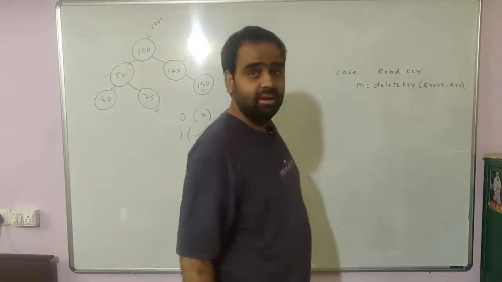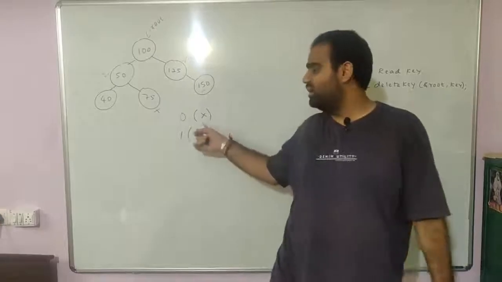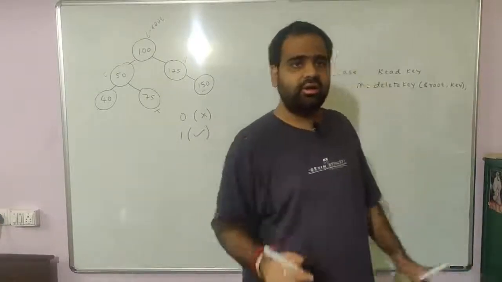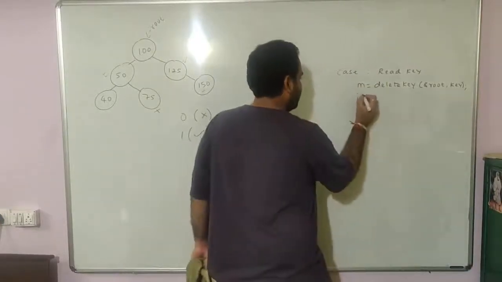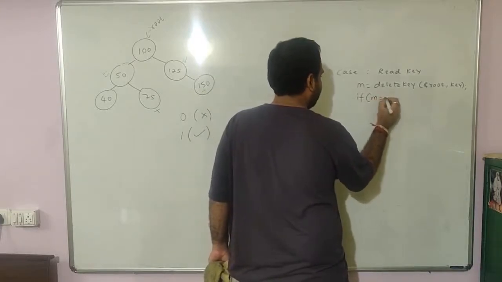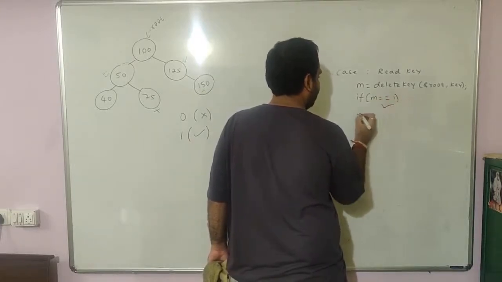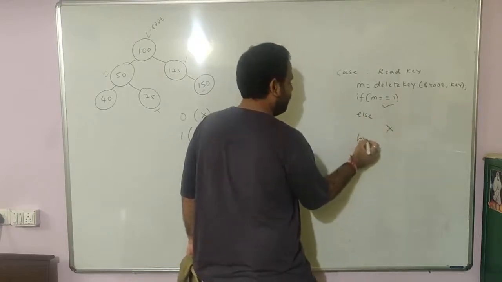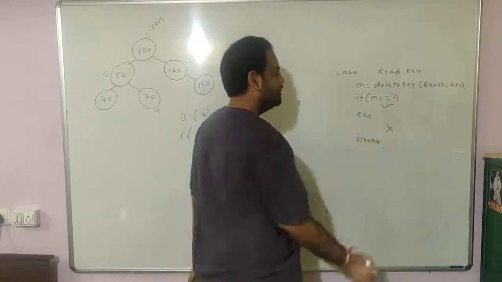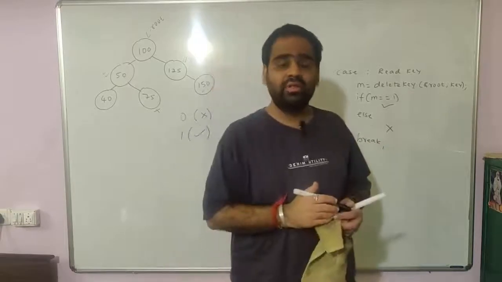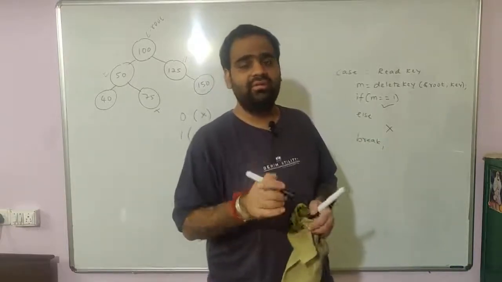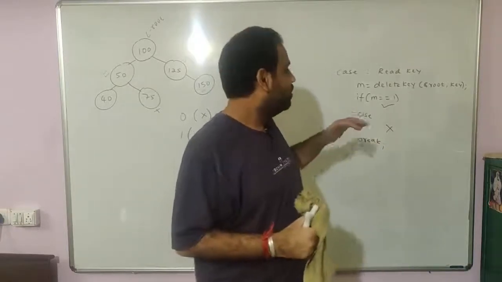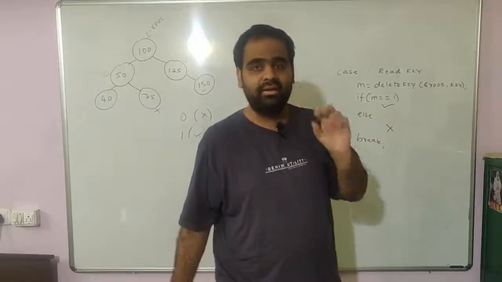Now why is it m? Because there are two possible values: data is found and deleted, or data is not found. Hence we write if m equal 1, data is found and deleted, else data to be deleted is not found, and this is the end of this case. I hope you have understood this case. Please write down this, then we will see one by one how do we delete the key from the binary search tree.